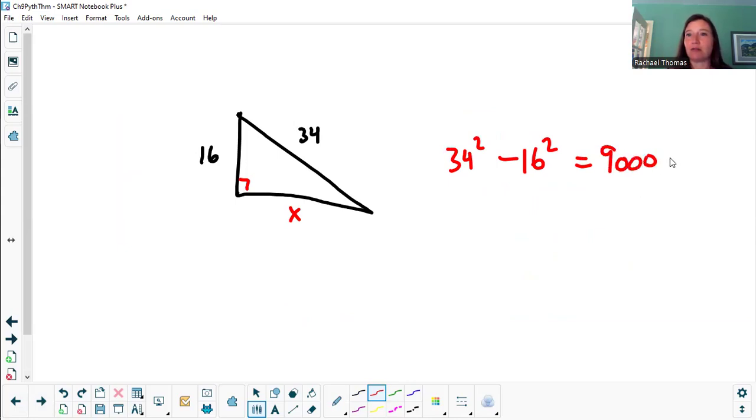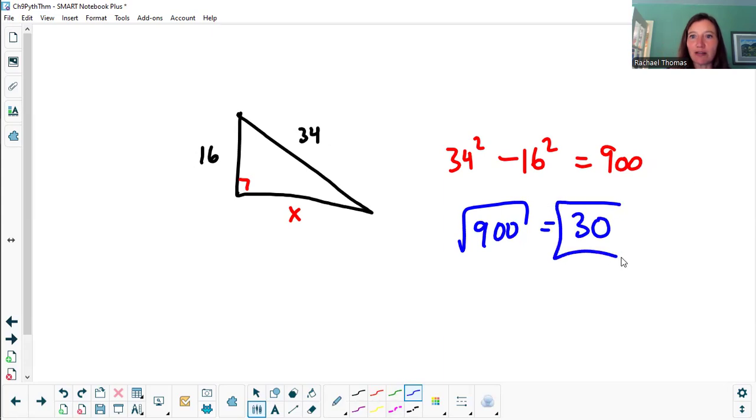There we go. Let me check. 34 squared take away 16 squared. 900. Wow. I was way off. Then we take the square root of that on your calculator, square root of 900, and that gives you 30. And that would be your answer.